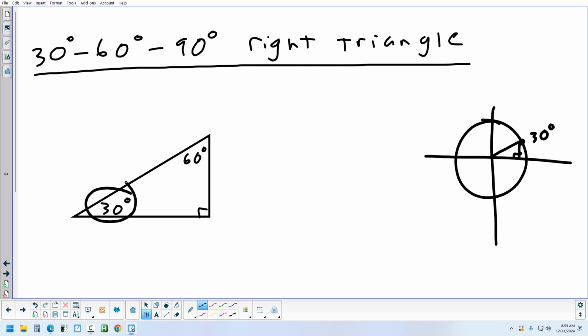How come the one at the top has to be a 60? If we know that that's a 90 and a 30. A triangle has to add up to 180. Right. A triangle has to add up to 180. So now we want to figure out the sides in that triangle.